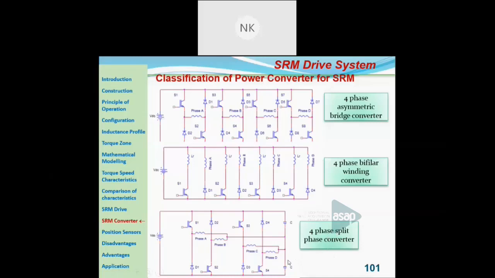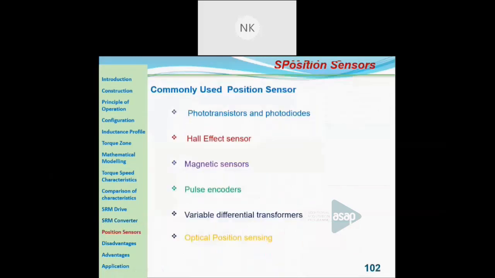Either you can connect here or you can connect here also. So this power supply is divided into two halves, and during conduction, energy is supplied to the phase by one half of the power supply, and during the commutation period, energy is fed back to the supply also. Or you can have CDM construction, or you can have RTM construction, any of that can be used.